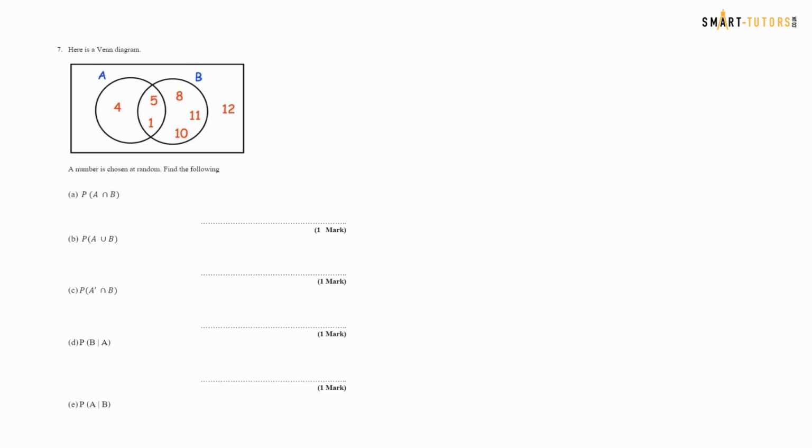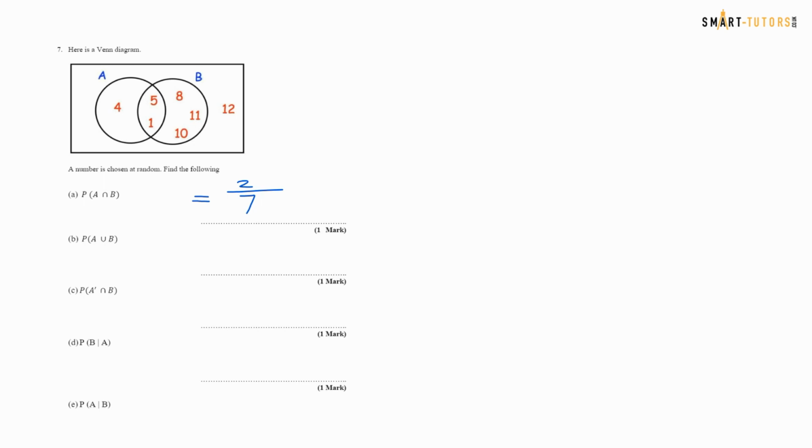Question number 7. Here is a Venn diagram. A number is chosen at random. Find the following. Probability of A intersection B. Careful, probability means you need to find out how many elements are in the intersection. 2 numbers are in the intersection out of how many numbers in total? Here I want to consider these numbers as individual numbers. So 2 numbers out of 1, 2, 3, 4, 5, 6, 7. So 2 out of 7 numbers.